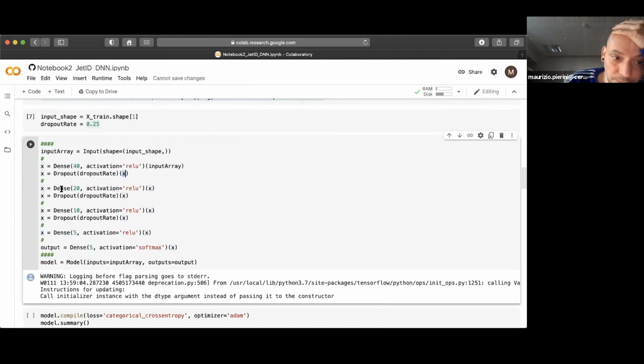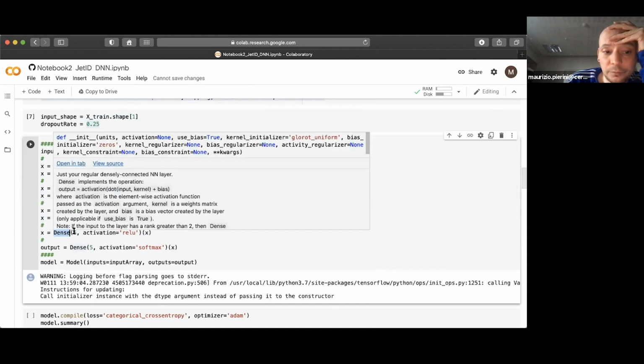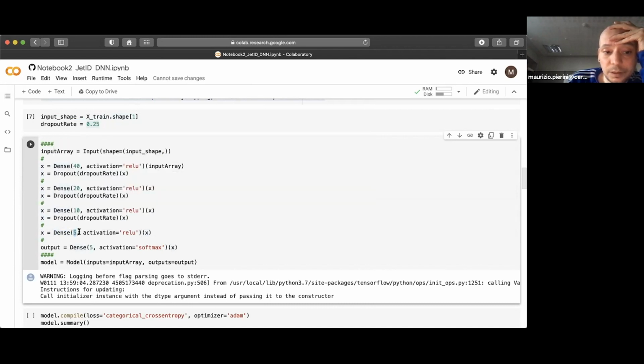So after that I put a dense layer that acts on whatever X is now, with 20 nodes. And then I activate them. And then I put dropout. And then a third layer with 10, again with dropout. And then the final output, which is a dense layer, fully connected, with 5 outputs, activation ReLU. Okay? I don't know why it's there. We could even take it out.